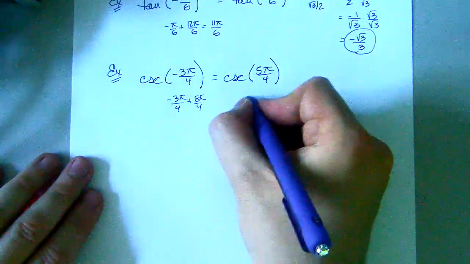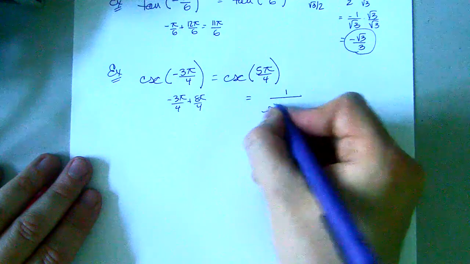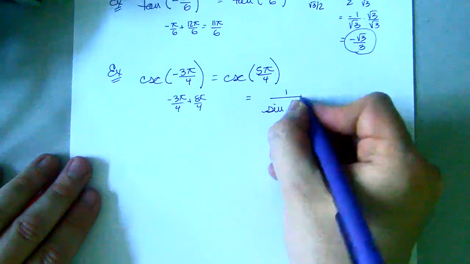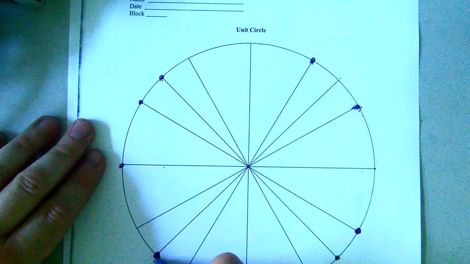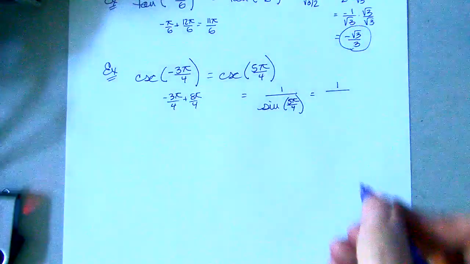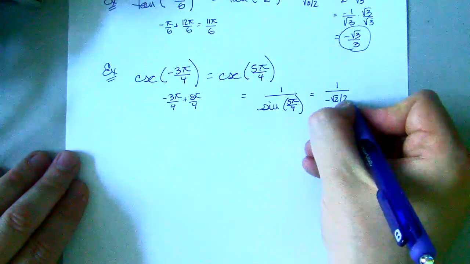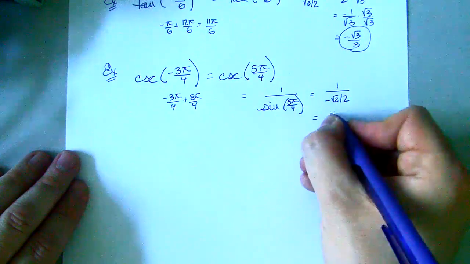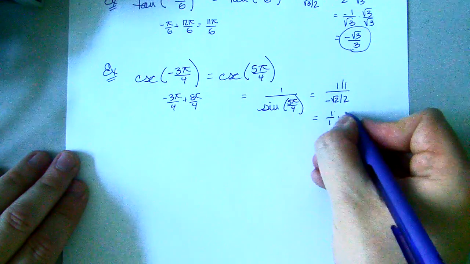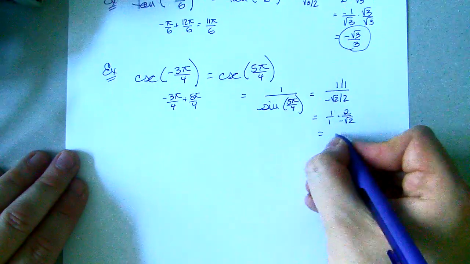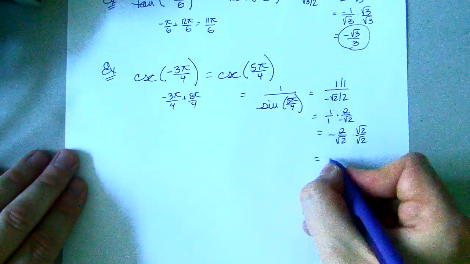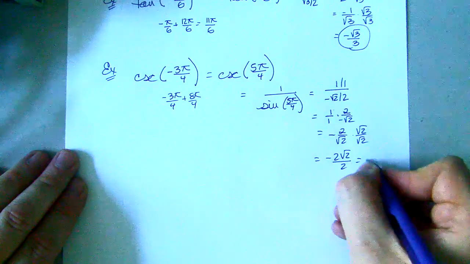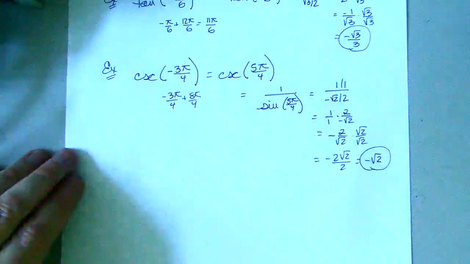How do we do the cosecant? It's 1 over the sine. 1 over the sine of 5 pi over 4. Okay, well, what's the sine of 5 pi over 4? What's the y-coordinate over here? Negative root 2 over 2. Let's clean it up. This is 1 over 1 times 2 over negative root 2. That is negative 2 over root 2. We'll rationalize. We're going to get negative 2 root 2 over 2. We're going to get negative root 2 for that one.